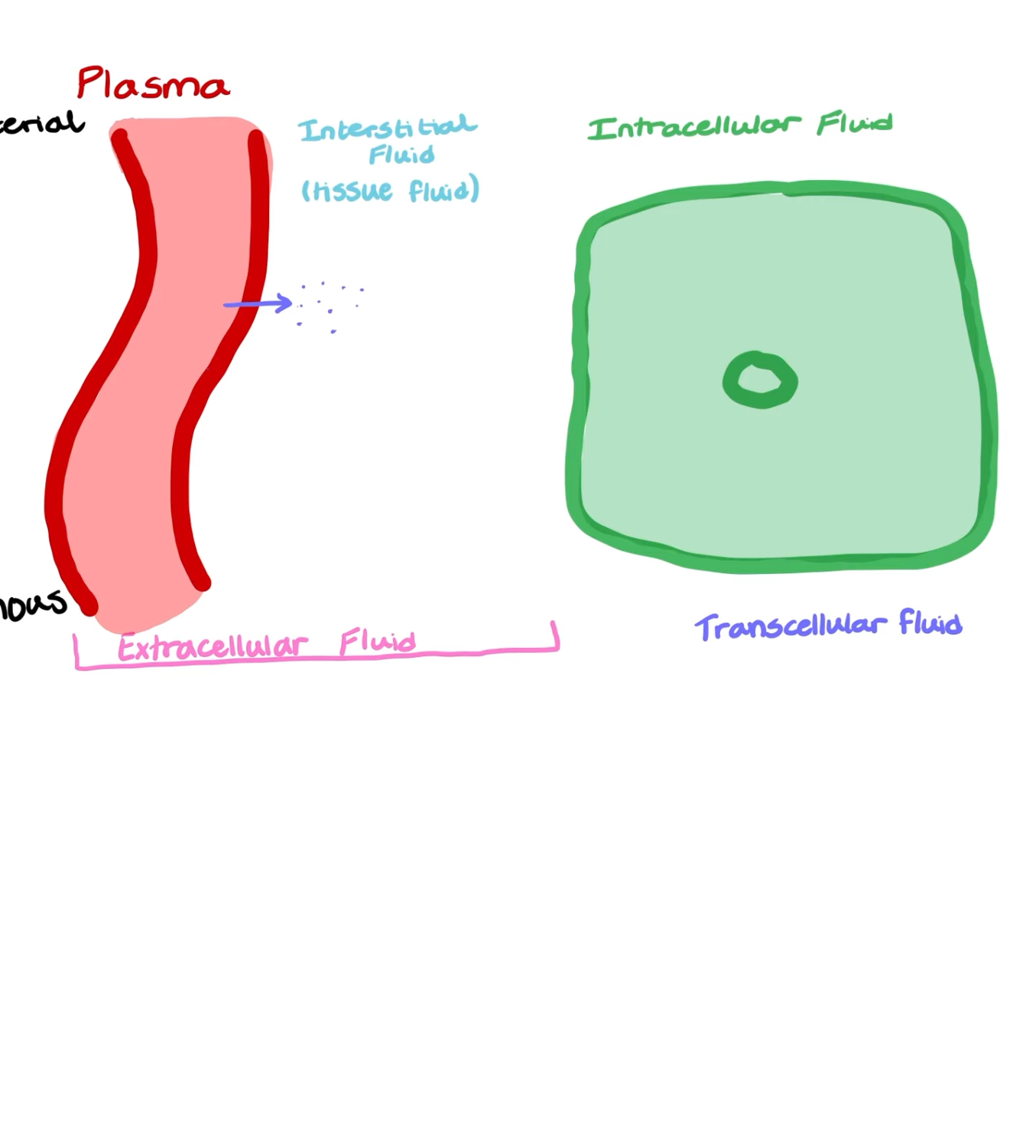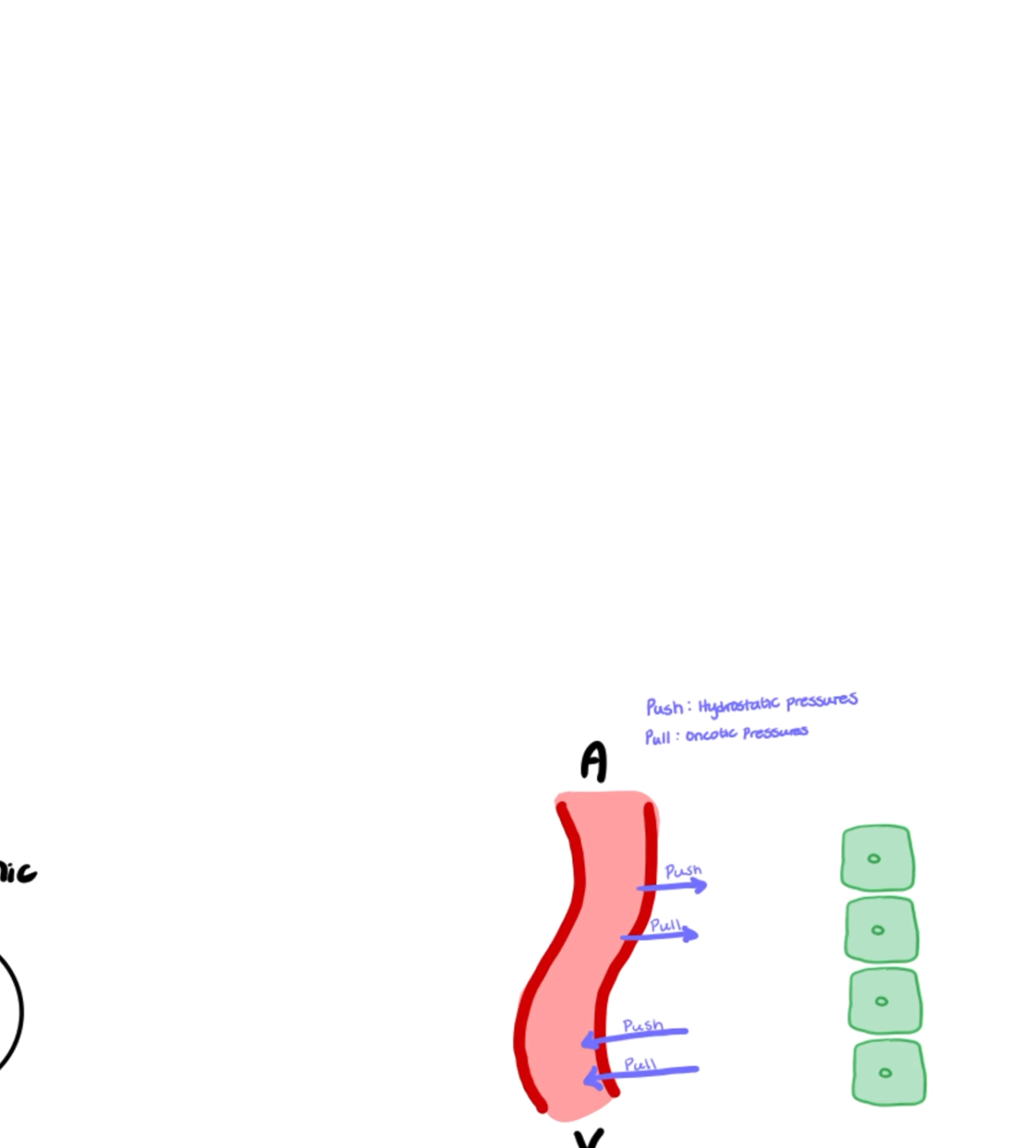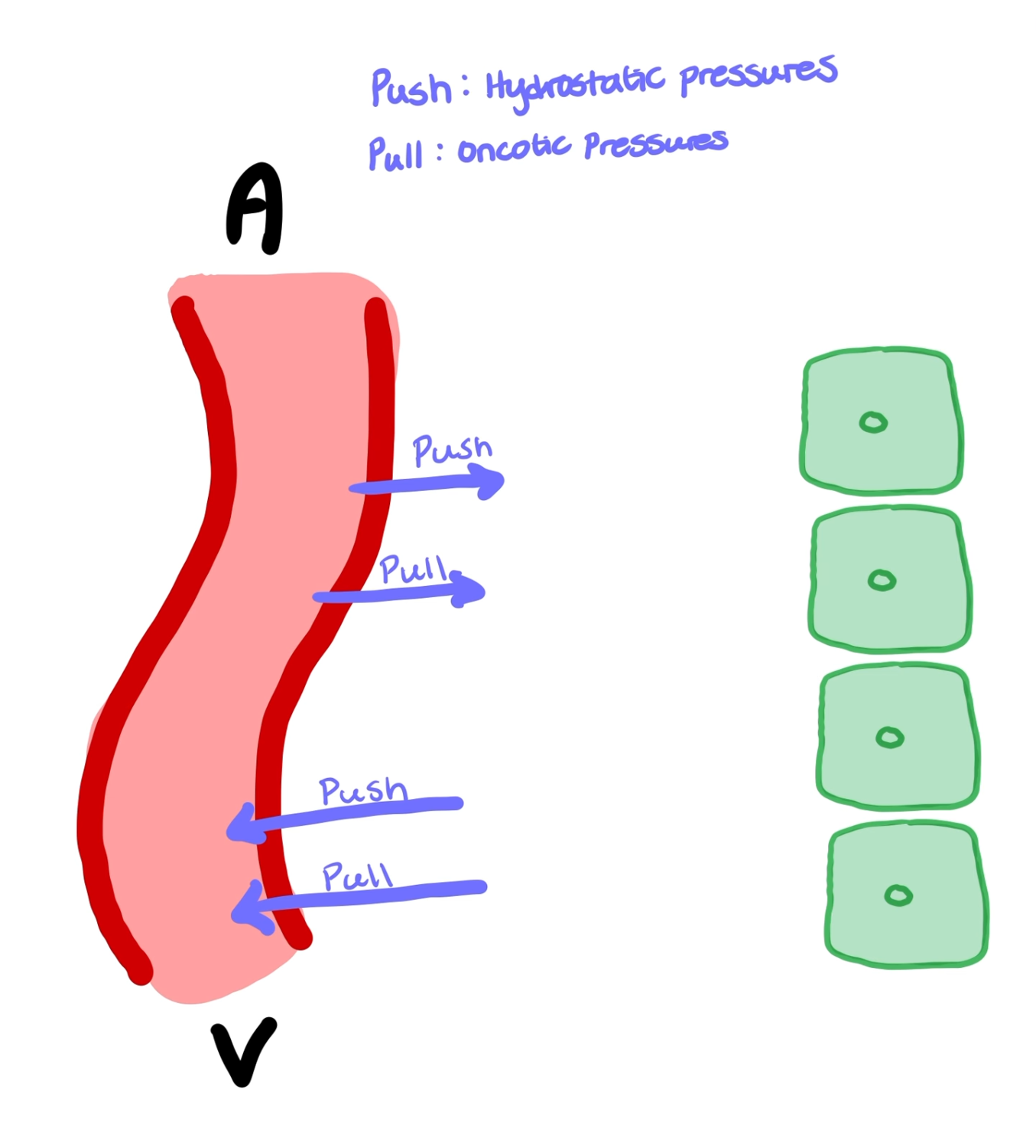There are 4 main pressures that we're going to talk about today with the capillary exchange. So as you can see, this A stands for arterial side and then V is venous side. On the arterial side, it looks a little different than on the venous side. There's still going to be a push force and a pull force on both sides, but these pushes and pulls look a little different. So there are 4 main pressures that result in capillary exchange.